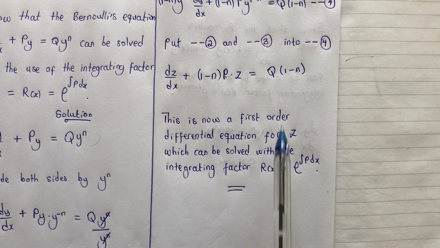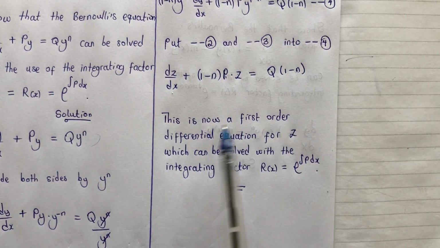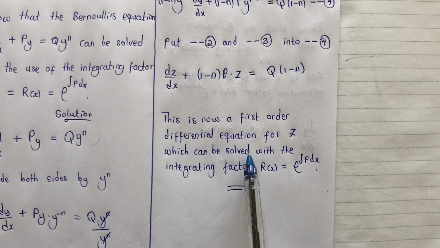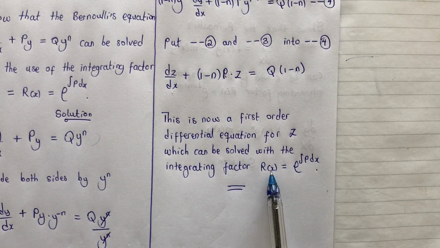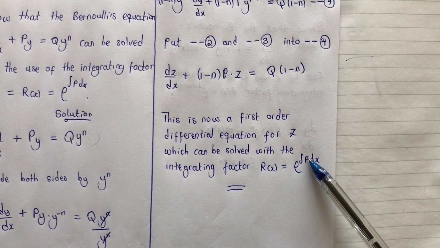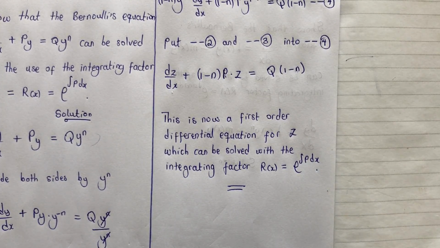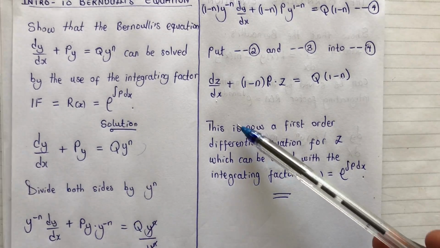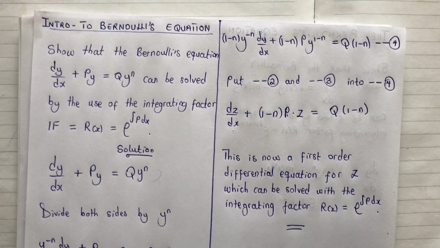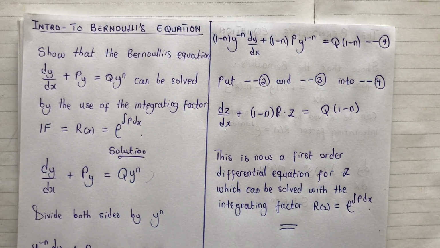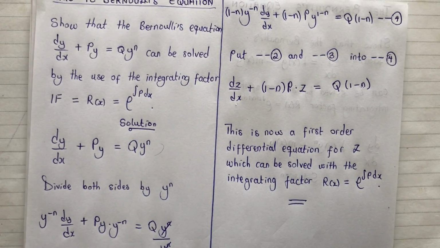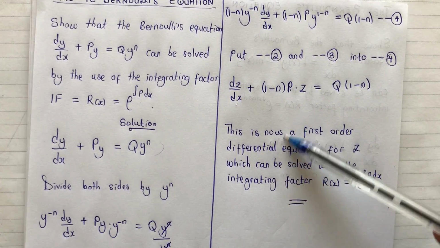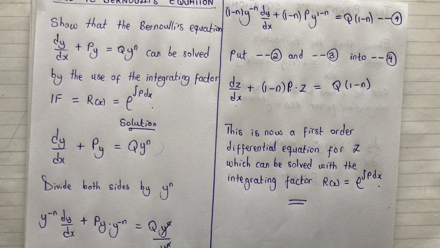You just write the statement like, this is now a first order differential equation for z, the variable z, which can be solved with the integrating factor r of x equal to e to the power integral of p dx, because the question said that using the integrating factor. So you write this last statement to complete the calculation. So anytime the Bernoulli's equation comes in this form, as in the proving form, after proving, when you get to the linear first order differential equation, you just write a statement like this in your own way.